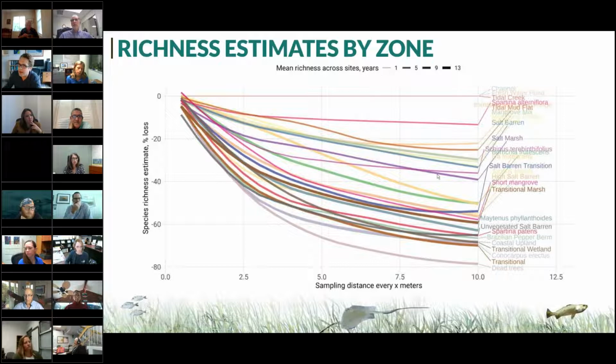I tried to highlight the zones based on their total richness. I think the idea being that the more species you have at a particular zone or a site, the more likely you're going to see a greater reduction in that estimate of species richness with reductions in effort. You can kind of see that here. The thicker lines show zones that have overall higher richness, the true richness with full sampling. But again, the take home here is that the less sampling you do, the fewer species you're going to find.